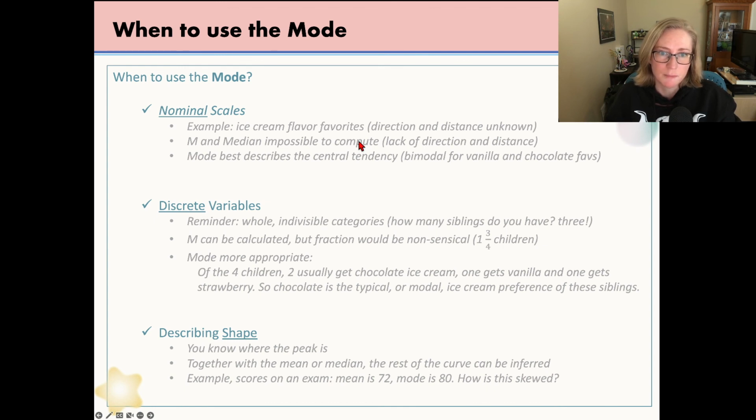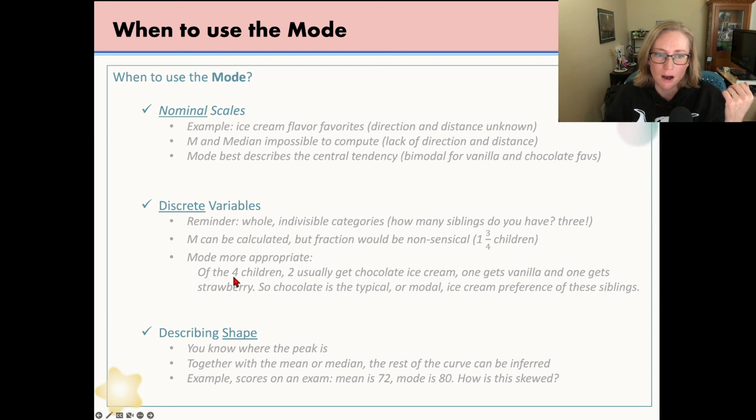And again, the mean and the median might actually be physically impossible to calculate because these are non-numerical. Also, if we have discrete variables where we cannot divide them, we can't make fractions, like with people. How many siblings do you have? You have 3 siblings. So if you were to calculate the average or the mean, having 1 3/4 children doesn't make sense. So instead, we're going to use the mode to better talk about it.